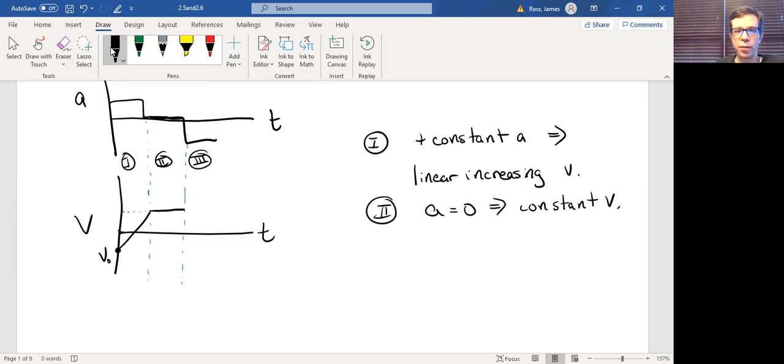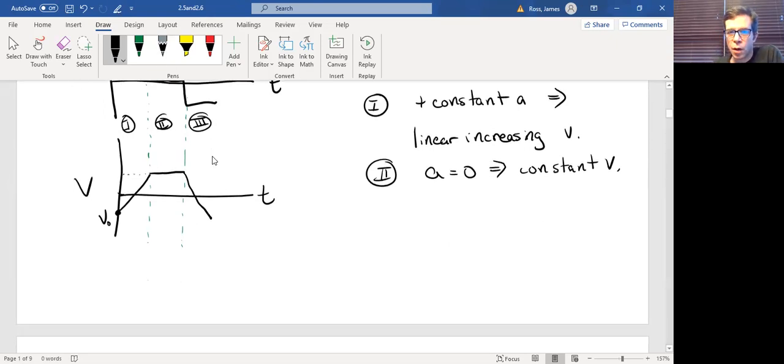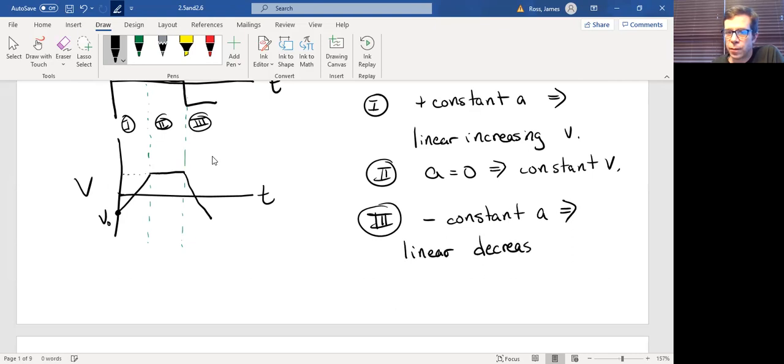In the final region, we have a negative A, and it looks a little larger valued than the positive A we had before, so it might be a little steeper. All right, something like that. So in region 3, negative constant A gives us a linear decreasing v.